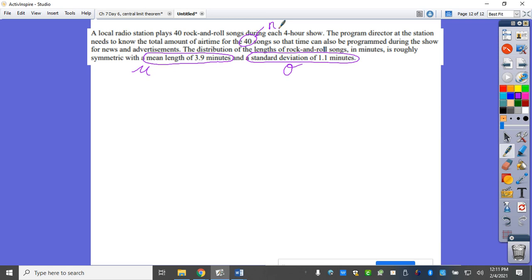This is where I think this problem goes a little bit confusing. So I'm going to talk through this part. I wouldn't like this problem because I feel like it tests something outside of what I would want to test. The program director at the station needs to know the total amount of airtime for the 40 songs. So I've got 40. I need to know total amount. But all of these are in terms of what?